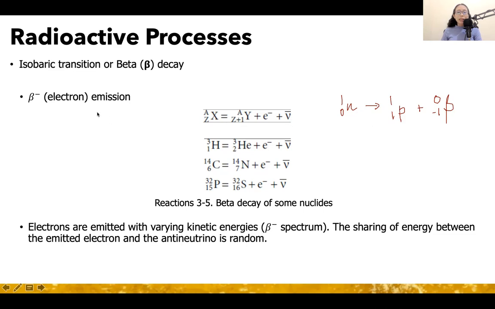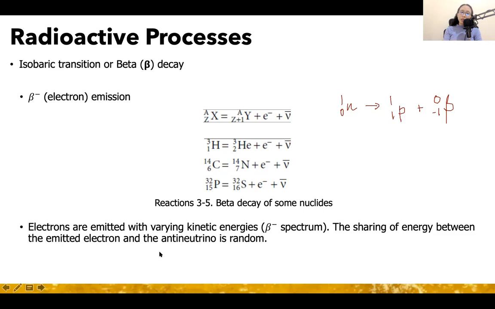So again, in beta decay or beta emission, your mass number remains the same, but the atomic number increases by 1. And in the process, you release an electron, or we call it beta particle, and an antineutrino. So if you see a bar here, that's an antineutrino. So you see here several examples of your beta emission or beta decay. Okay. Now you see why this is called isobaric transition, right? Because the mass number remains constant.